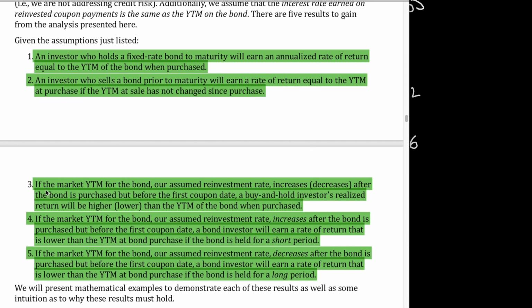Then the third one is, if the market YTM for the bond, our assumed reinvestment rate, increases after the bond is purchased but before the first coupon date, a buy and hold investor's realized return will be higher than the YTM of the bond when purchased. So let's say you are holding it till maturity. In that case, your returns will be higher than the YTM of the bond when purchased.